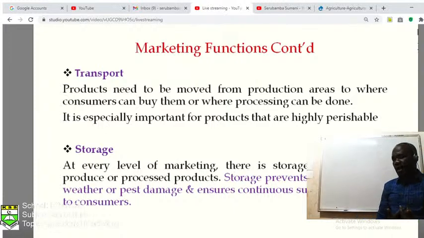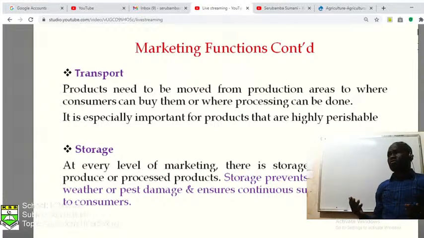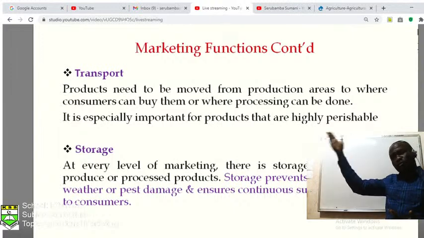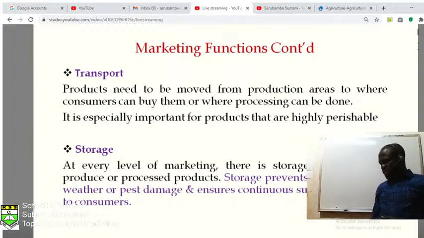Now I'm in Kampala. I may need to sell, maybe like at home, I have an apiary. I get honey. Maybe I want to supply honey to my colleagues at school here, to my fellow teachers. But my apiary is in Arua. How does the honey reach from Arua to the school here? It is through transport or through transportation.